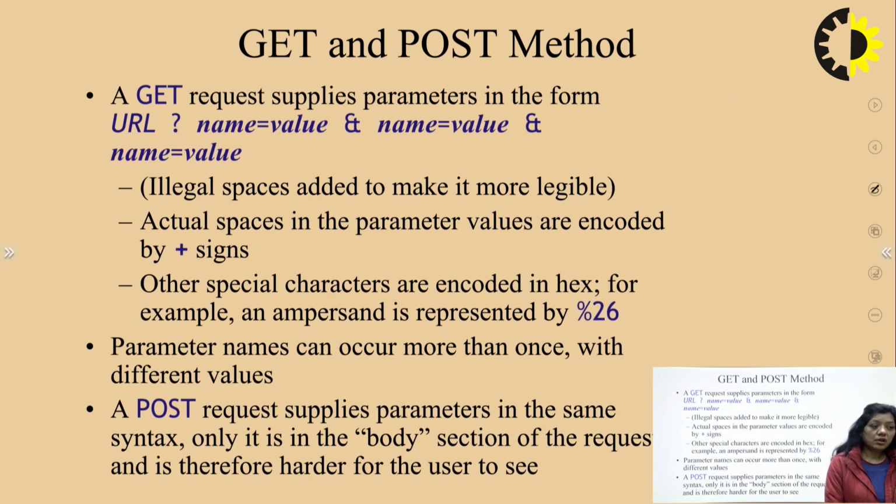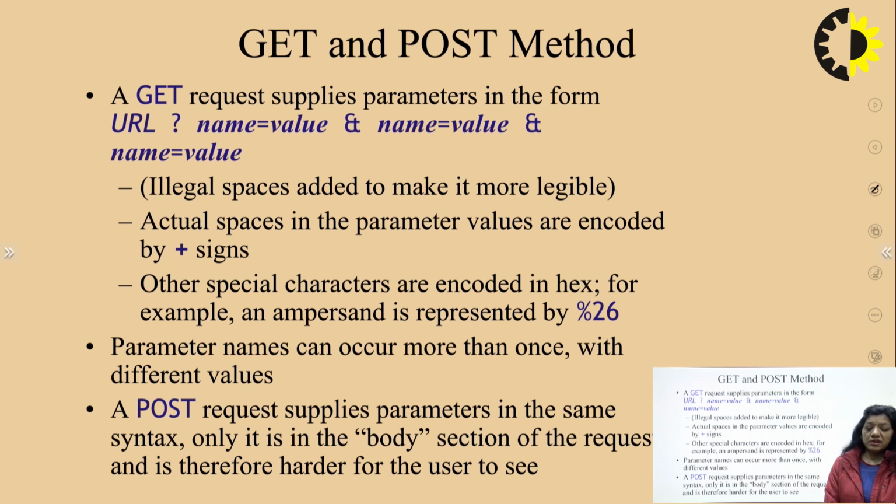Now, the important point is the GET and POST methods. A GET request supplies parameters in the form of a URL, meaning name equals value, and name equals value, separated by ampersands. Illegal spaces are added only to make it more legible. Actual spaces in the parameter value are encoded by the plus sign. Other special characters are encoded in hexadecimal form. For example, an ampersand is represented by percent 26. A parameter name can occur more than once with different values.